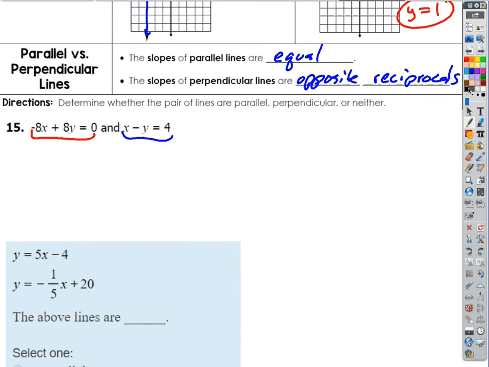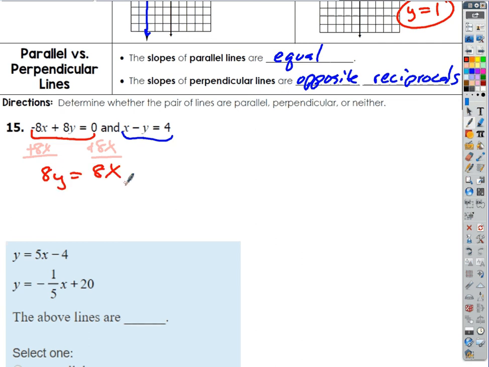So what are the steps to get y by itself there? I've got -8x plus 8y equals 0. Garrett, what are the two steps to get that y by itself? Got to add 8x first, right? I got to push everything except the y term to the other side. So we'll add 8x to both sides. And then we're going to end up with 8y equals 8x.